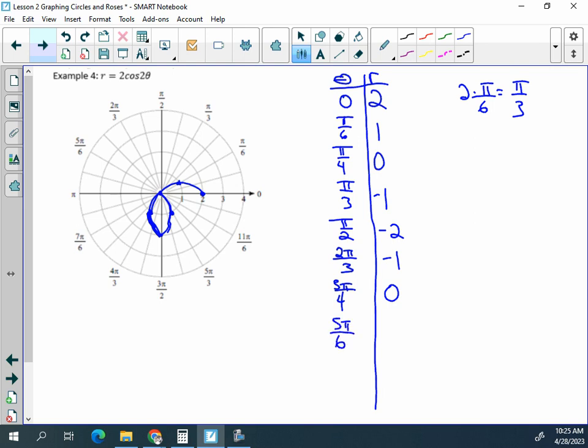Now we've got 5 pi over 6. If you multiply that by 2, it becomes 5 pi over 3. Cosine of 5 pi over 3 is 1/2. 1/2 times 2 is 1. So we're here. Okay. Now we're at pi, but multiply that by 2, it's 2 pi. Cosine of 2 pi is 1. 1 times 2 is 2.